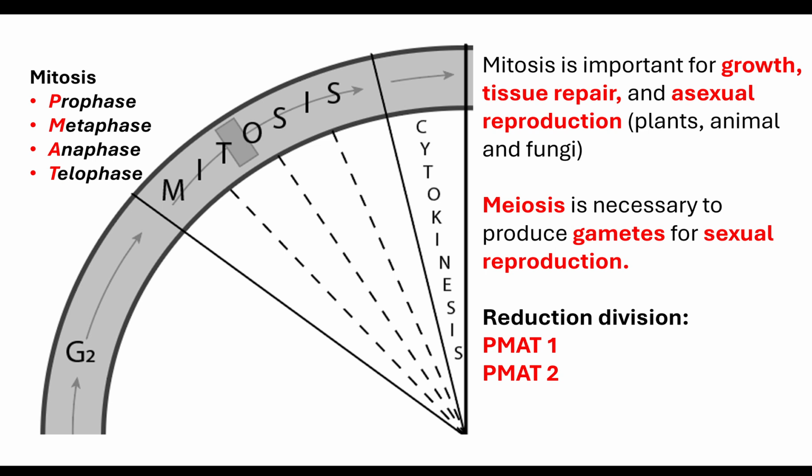So it's a reduction division because we're going to take our parental cell, our original cell, and we are going to result in having 4 cells which have half the genetic information of the original cell. So we say we've gone from a diploid cell, 2 sets of every chromosome, to a haploid cell which has 1 set of every chromosome. So we're going to look at how that happens.